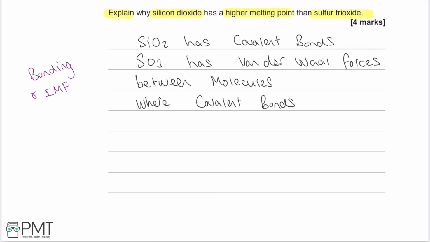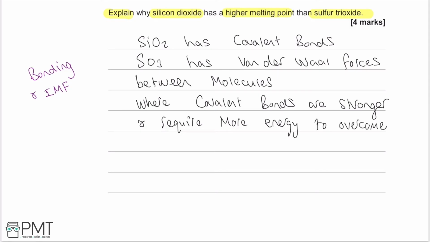So if you look at where we get the marks, we get a mark for stating covalent bonds, we get a mark for the van der Waals forces, a mark for knowing that covalent bonds are stronger than the van der Waals forces and thus require more energy. And that gets us 4 marks.